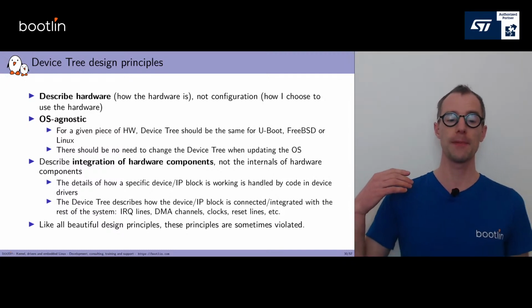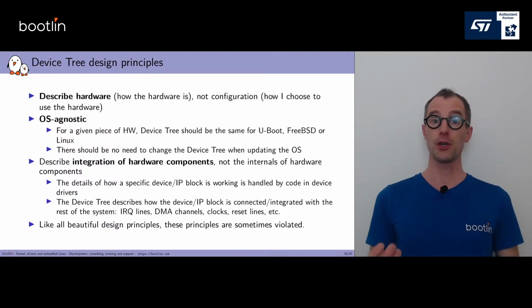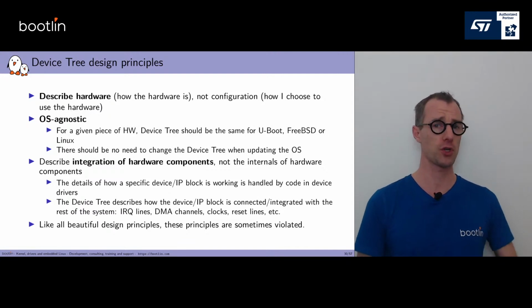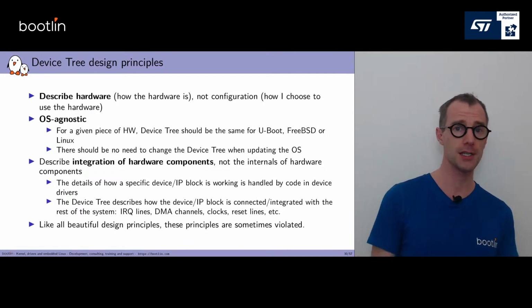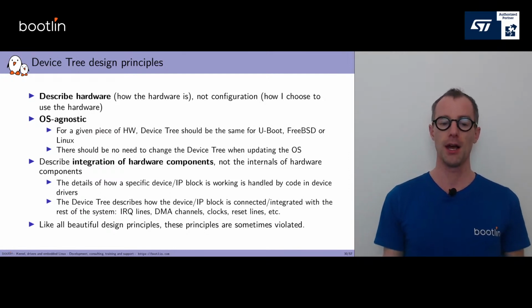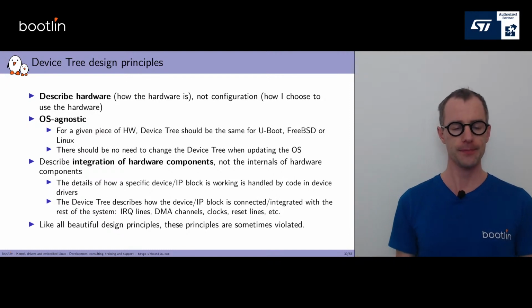Also, it should be operating system agnostic. So for a given piece of hardware, there should normally be only a single possible device tree representation for it, which should be the same for Linux, for FreeBSD, for U-Boot, for Barebox, for TFA or other projects. So there should be no need to change the device tree when updating the OS.